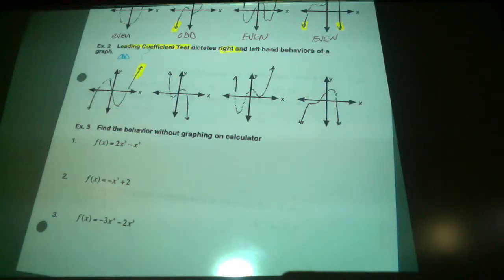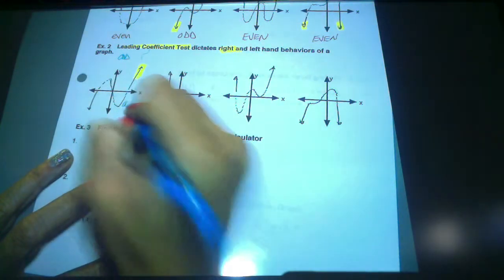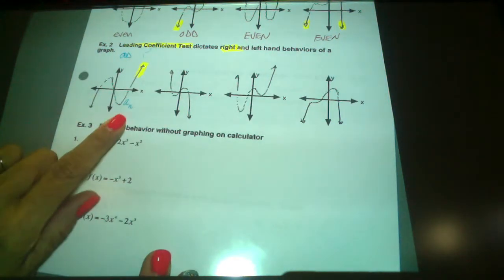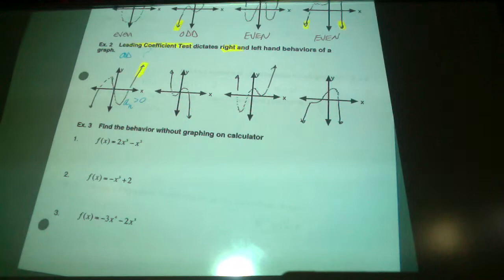So based upon this, I can tell you that the leading coefficient, and your textbook likes to name the leading coefficient a sub n, where n tends to be the degree of the polynomial. I know that the leading coefficient is positive, greater than 0, because that right-hand behavior goes up. So we can actually write the limits, in addition to that, just by looking at the graph. So get used to writing your limits.